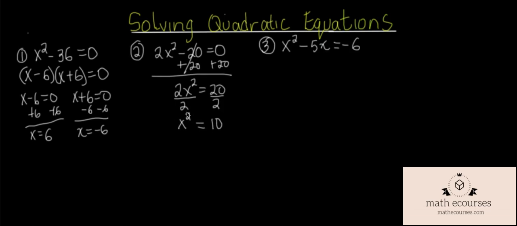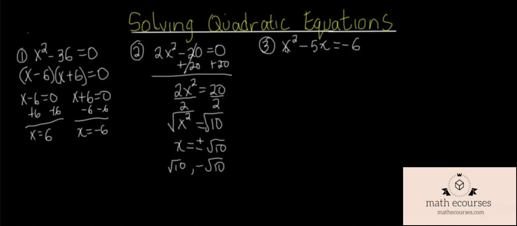Once the variable is completely by itself, to undo an exponent, you would take the root of it. So the opposite of a square is a square root. So I want to square root this side and square root that side. Every time you get a square root when you're solving an equation, this will be plus and minus square root of 10. So the answer here would be square root of 10 and negative square root of 10.